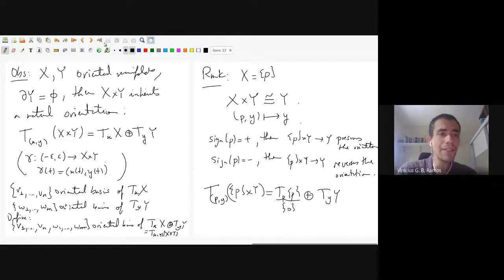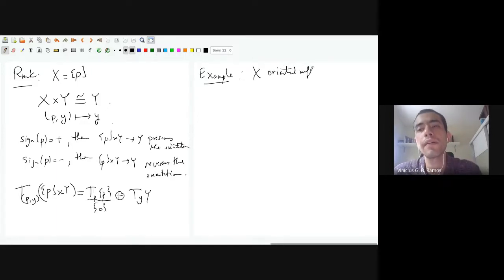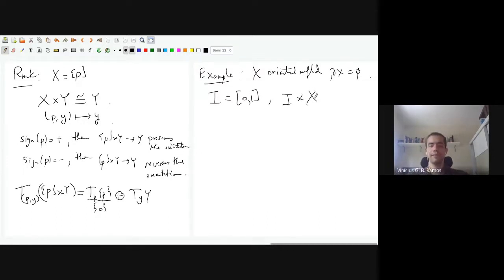Okay? So this remark is important because of the next example, where you see how it happens. The next example is looking at, so suppose X is an oriented manifold without boundary. And let's look at the interval I, which is [0, 1]. And let's look at I times X. I times X, as I said, is a product, so it's going to be an oriented manifold with boundary. And let's look at what the boundary is.